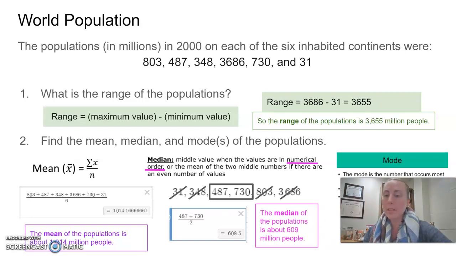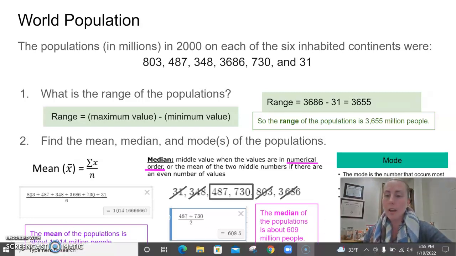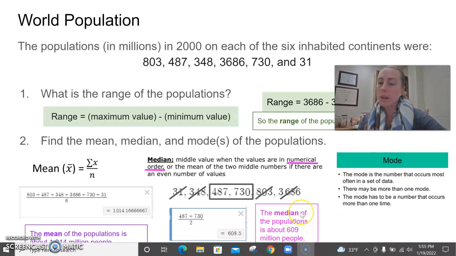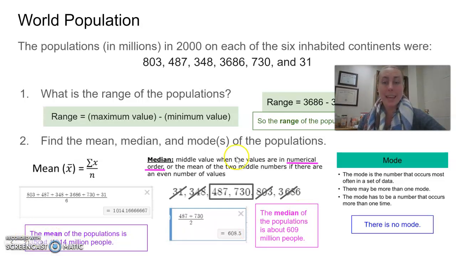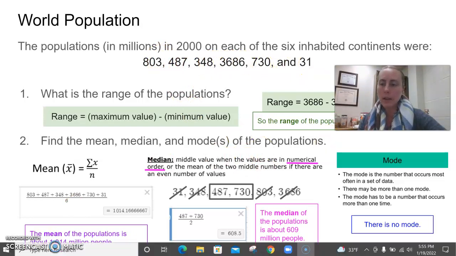The mode is the number that occurs the most. There may be more than one mode, and the mode has to be a number that occurs more than one time. In this case, there's no mode. Each value is unique and it appears exactly one time. So there's no mode in this data set.